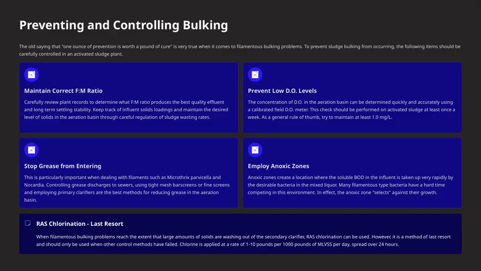Controlling grease entry is also a key step, especially when dealing with problematic filaments like Microthrix parvicella and Nocardia. To do this, we need to prevent grease from entering the sewer system. Using tight mesh screens or fine screens, along with primary clarifiers, can significantly reduce grease loads in the aeration basin. Another effective strategy is employing anoxic zones. These zones create environments where soluble BOD in the influent is rapidly taken up by the desirable bacteria. Many filamentous bacteria struggle to compete in these conditions, so anoxic zones help select against their growth, improving sludge quality.